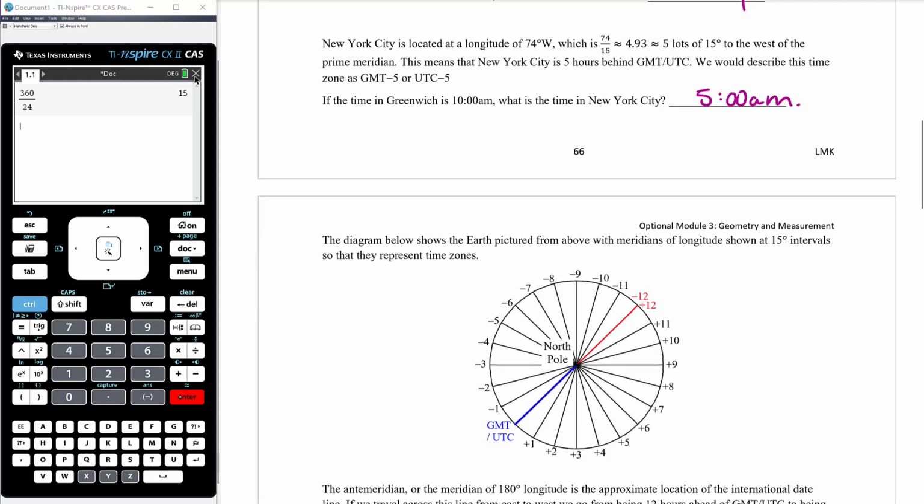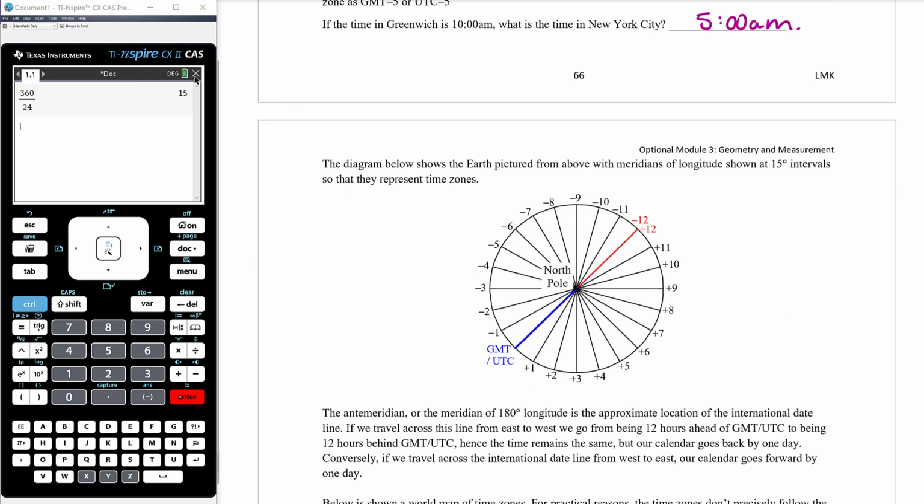Okay, so the diagram below shows the Earth pictured from above. So this is the North Pole. We're looking down on the globe. And we've got the meridians of longitude shown at 15-degree intervals. Okay, so each of these is 15 degrees, 15, 15, 15, 15, etc. And so that means that they each represent time zones.